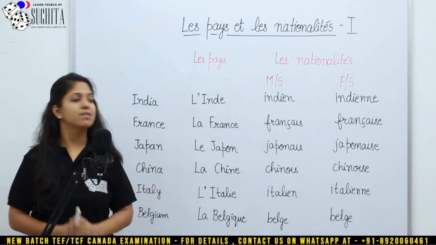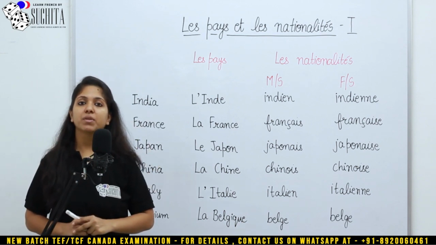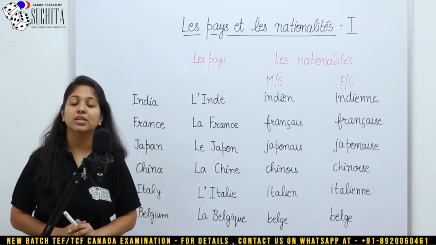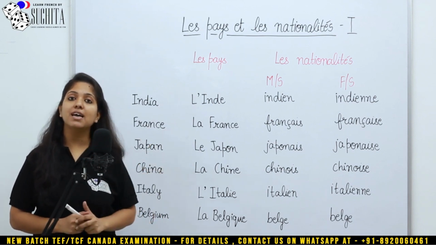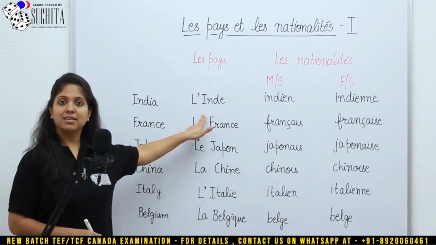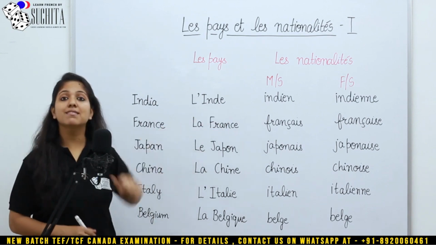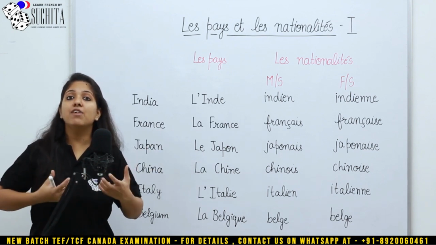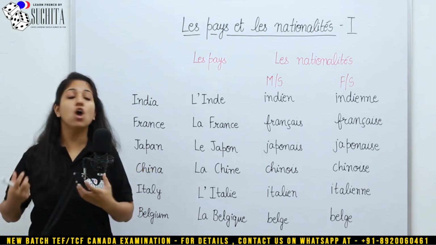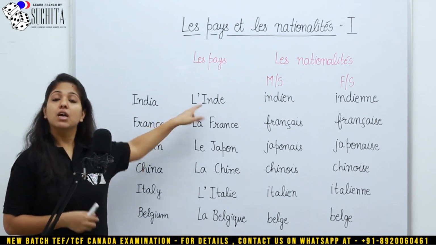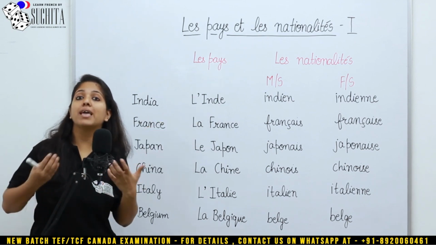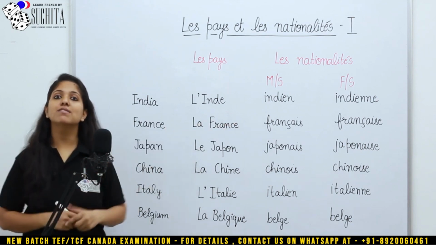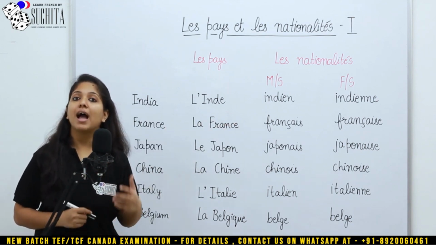So let's just begin with this. Now first, India. The first column that you are seeing in front of you is country. How do we say India? India is l'Inde. And the next is les nationalités, the nationalities. If you want to say I live in India, you will say j'habite en Inde. But if you want to say your nationality, that I am Indian, then you will need the nationalities for that. As I just told you, the nationalities are adjectives.